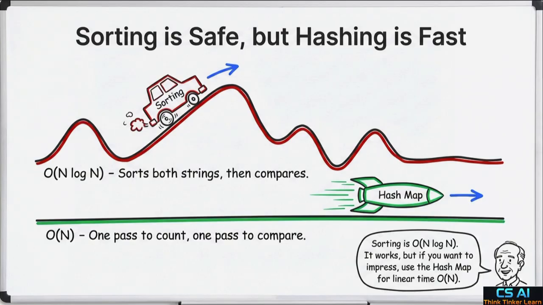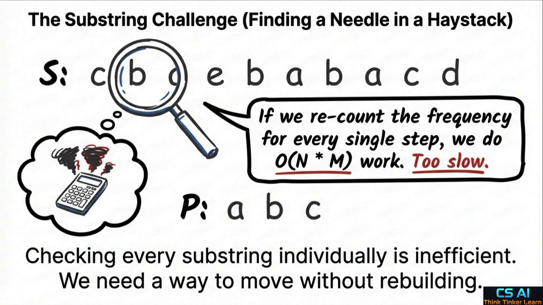While O(n log n) might pass some test cases, if you want to truly impress your interviewer, you go to the linear time O(n) solution. Using a hash map shows you are prioritizing performance and understand how to scale your code for massive inputs. Always aim for the rocket ship when a linear path is available.